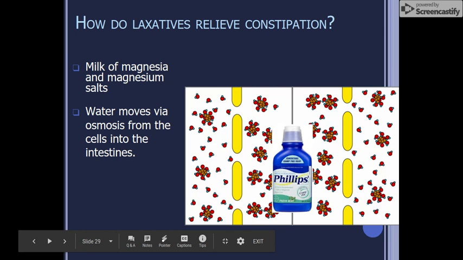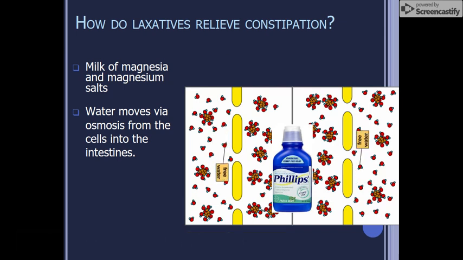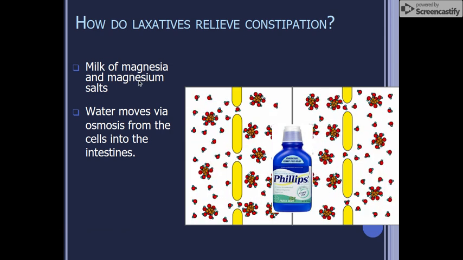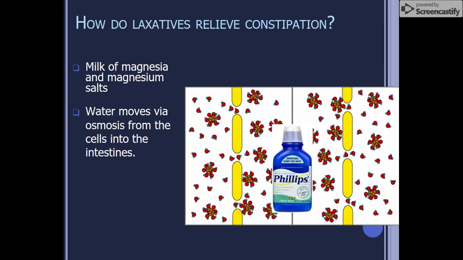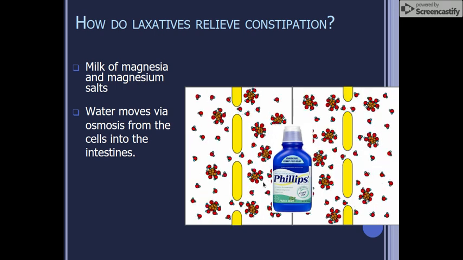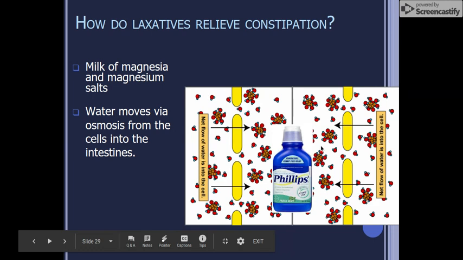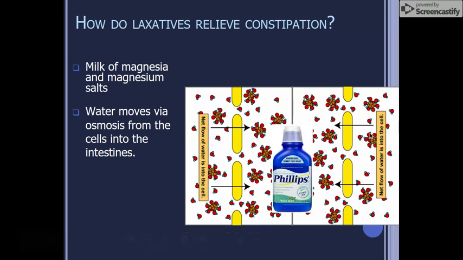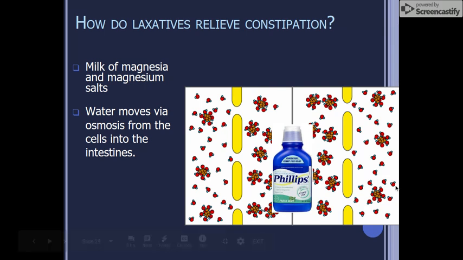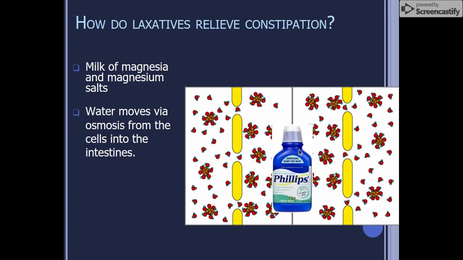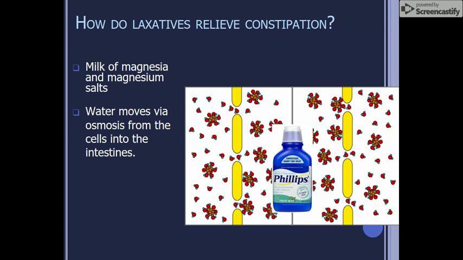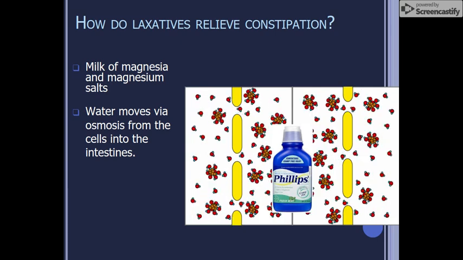Okay, talk about laxatives. Why do they relieve constipation? Essentially, what we see is that milk of magnesia or magnesium salts, which tend to be in a lot of laxatives, put a lot of solutes outside of our cells within our intestines. And so water is going to leave our cells and flow into the intestinal space, making the inside of the intestines more liquidy and allowing you to pass whatever blockage you might have.